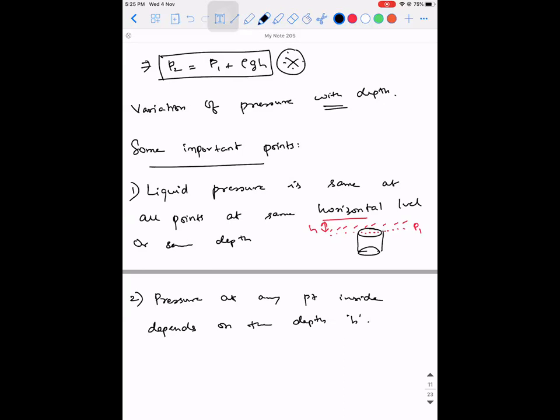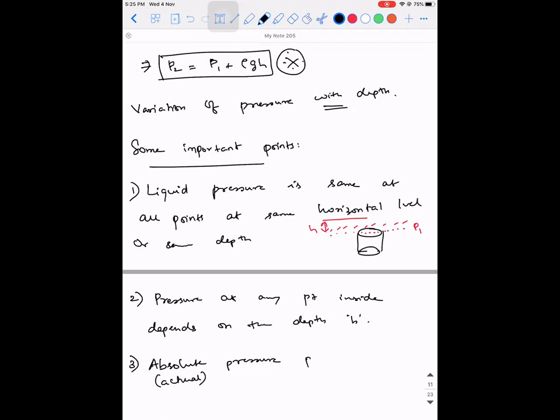Okay. Because pressure at point 2 was P1 plus rho GH. No, it depends on H. Third point. Absolute pressure. Absolute means actual, okay.